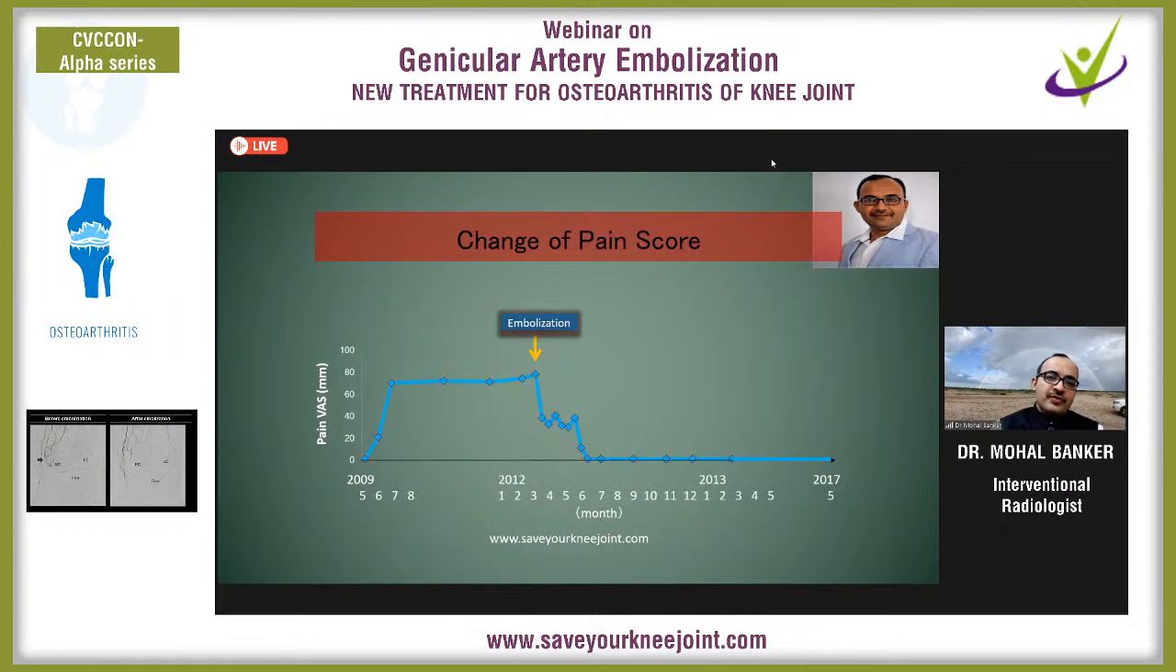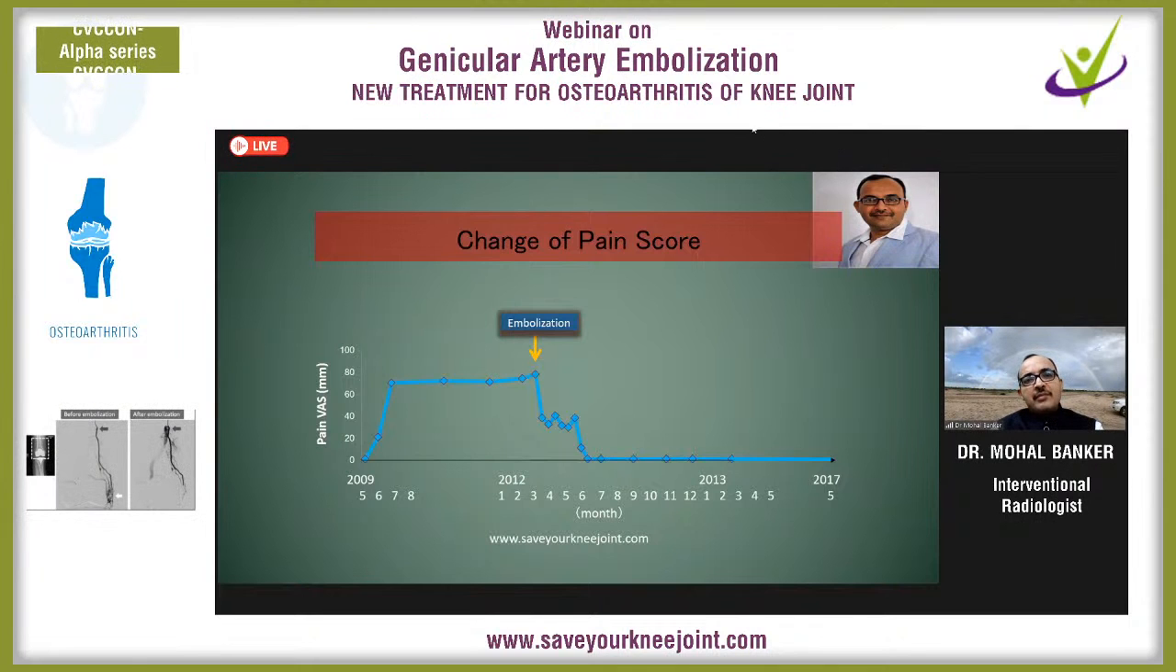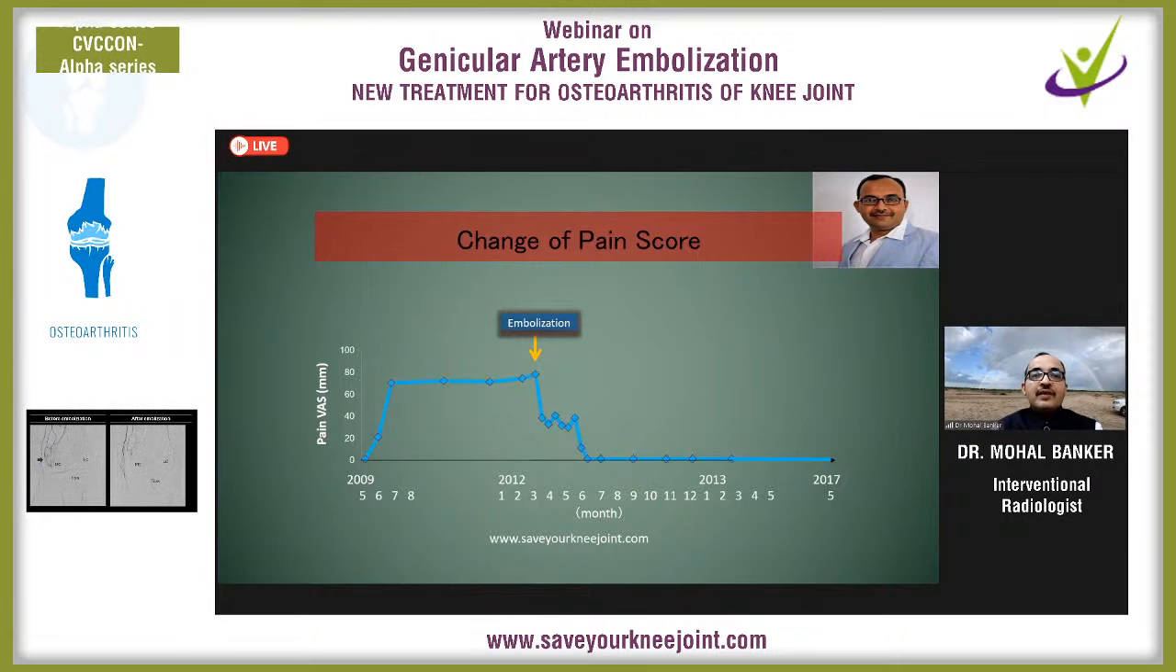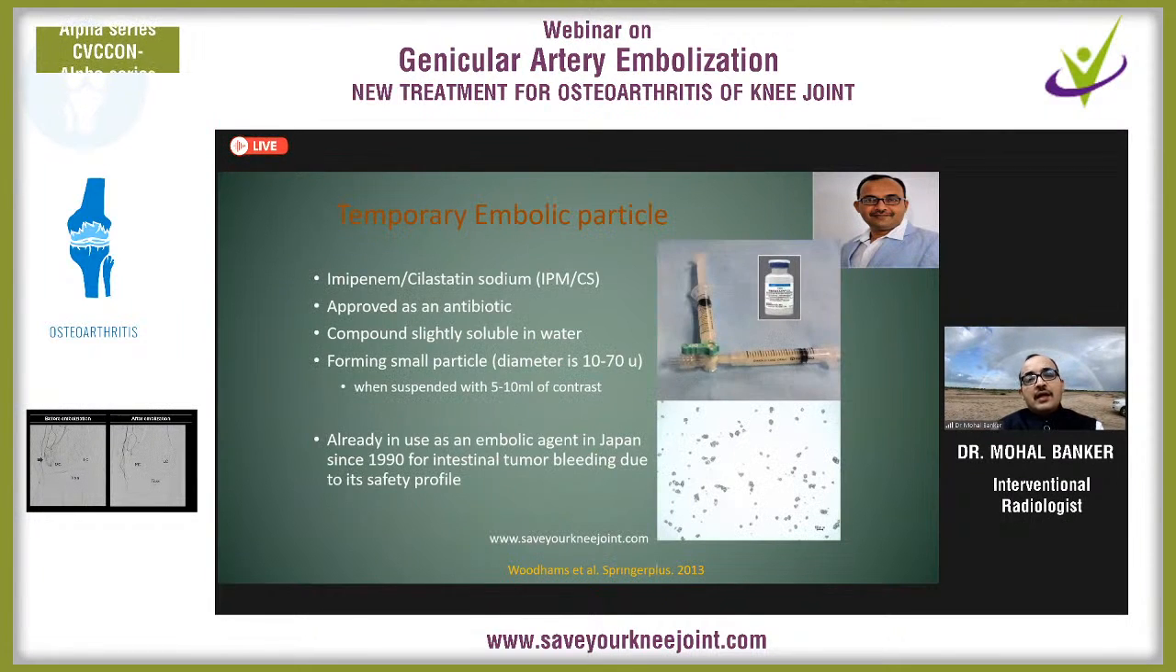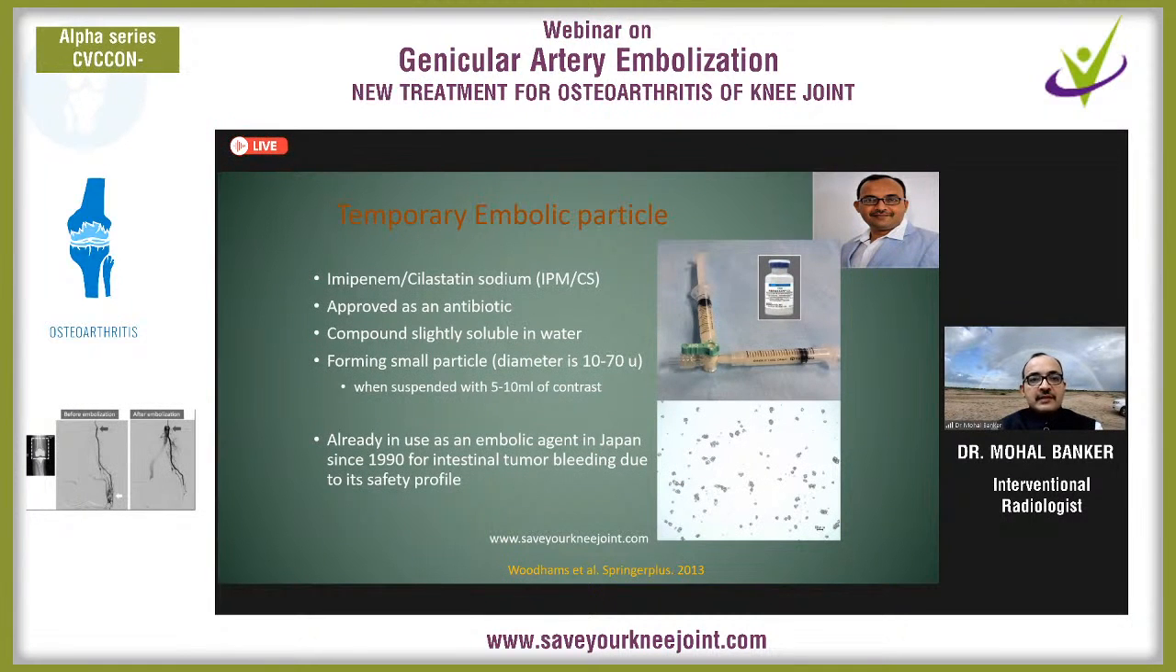This is the beauty of the procedure. As I've told you, in patients with osteoarthritis of the knee joint, the dominant complaint is pain. If you relieve the pain, the patient lives a very happy and healthy life with the same natural joint. So genicular artery embolization is a blessing for lots of patients.